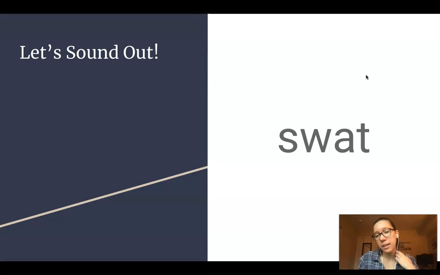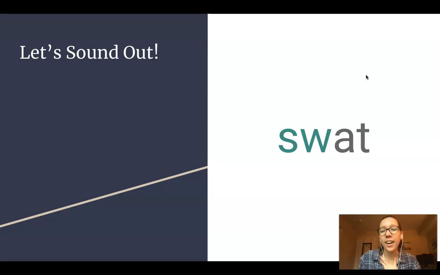And we have the consonant blend SW here at the beginning. So SW says sw, as in sweet. But if we sound this one out here, we're going to have s, w, aw. A is going to be saying aw here. I misspoke earlier. S, w, aw, t.